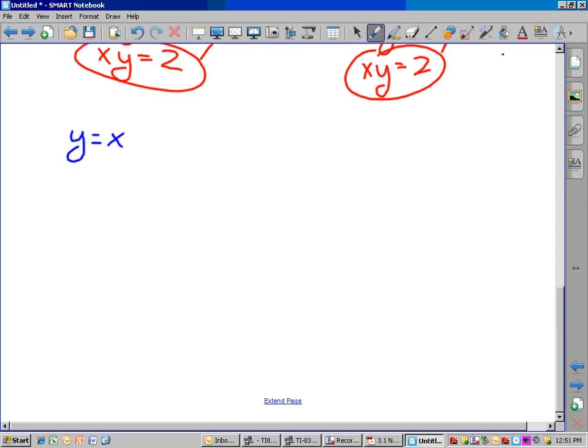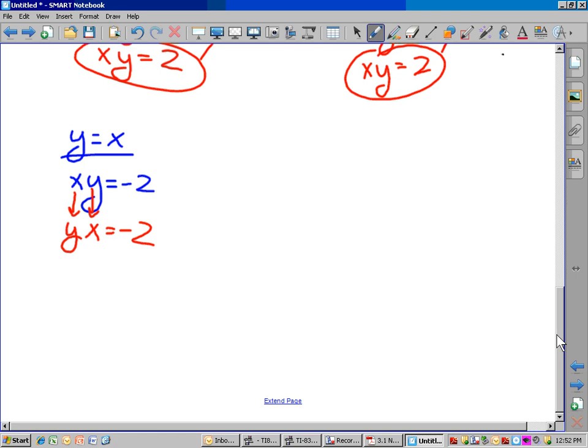Y equals x. That's pretty self-explanatory. It's right there. Y becomes x, x becomes y. So here is the original. I'm going to put it in a different color. Okay, x becomes y, y becomes x. You follow me on that? Now in this case, it really doesn't change much, right?